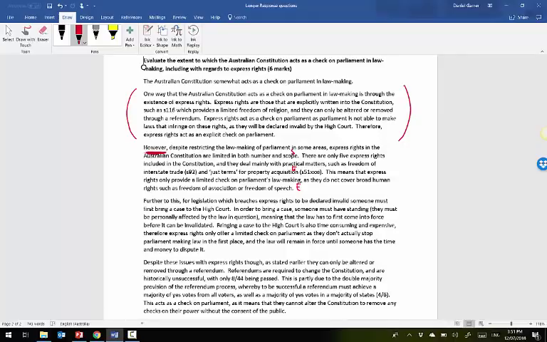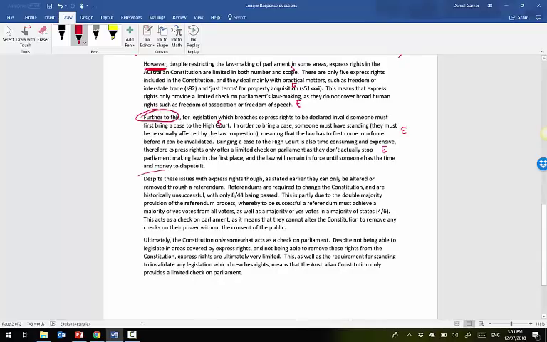So, stated, explained, expanded. I continue that argument further to this. For legislation which breaches express rights to be declared invalid, someone must first bring a case. Stated. In order to bring a case, so I've explained, and then bringing a case is time consuming and expensive, therefore it's actually a limited check. So I've expanded. Finally, I say despite these issues with express rights, so changing back to the other side, as stated earlier, they can be only altered or removed through a referendum. So stated. Referendums are required. This is what a referendum is. Double majority. Explained. 2 sentences there.